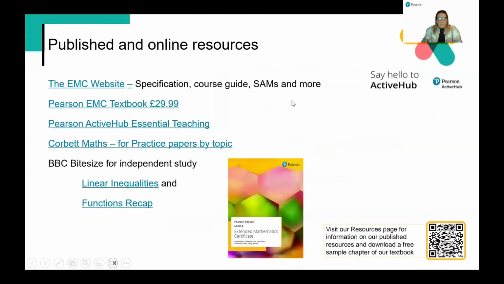And all of the published resources that we've done so far. All of these links are hyperlinked in, so when you've got the slides, you can click on them. The website itself has got everything we've mentioned. The textbook link is there. It's around £30. The Active Hub, I'll put some contact details up in a second. So if you want information about Active Hub and how to have that front of class interactive learning, then do let us know.